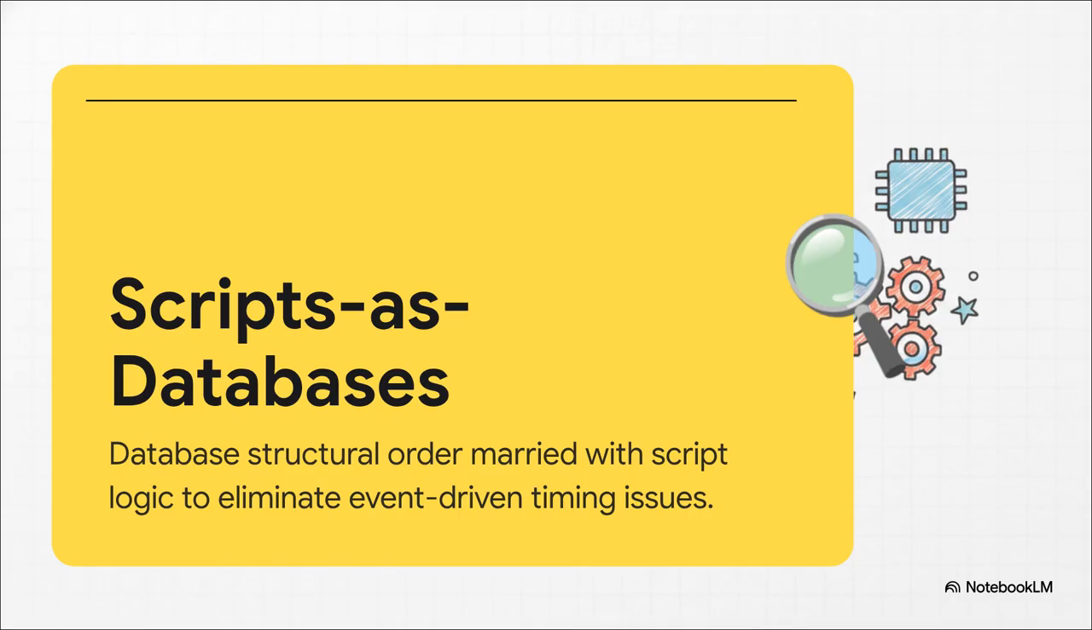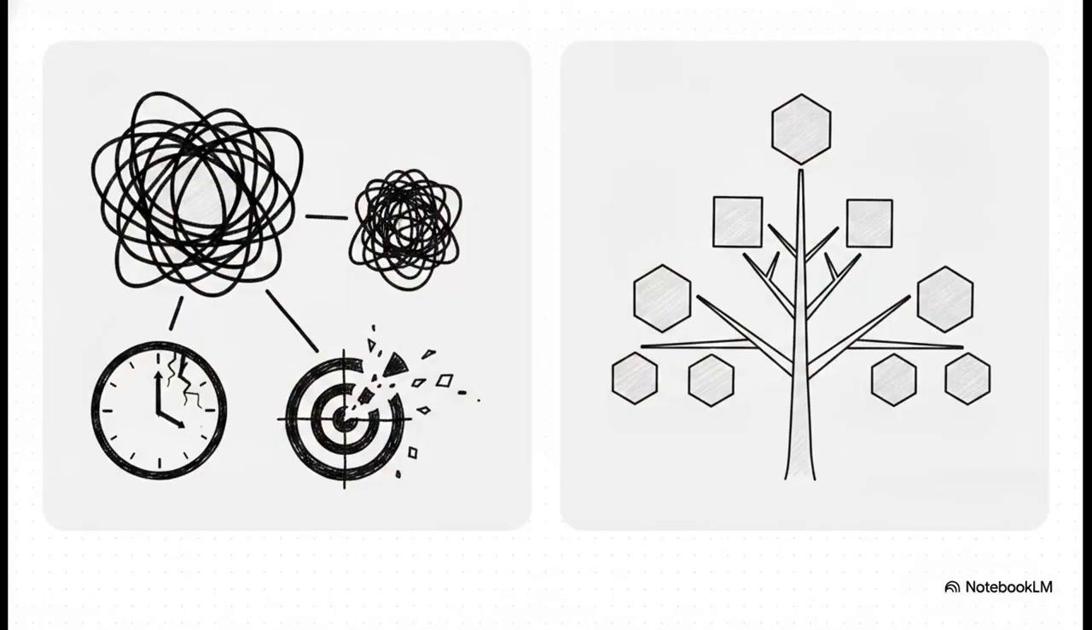Think of it like this. They basically married the rigid, predictable structural order of a traditional database with the dynamic executable change logic of a script. By embedding live function objects directly into the database tree structures, they literally eliminated those messy event-driven scope and timing issues entirely. So as you can see, we're basically trading the total chaos of traditional event-driven programming on the left for this deterministic elegance on the right.